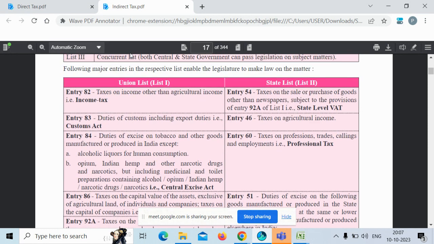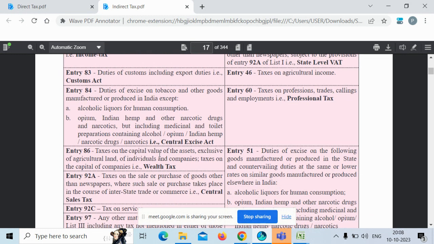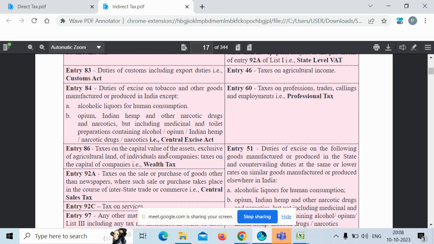So they have mentioned income tax, which is levied on all income other than agricultural income. Customs is levied on all the products, including export duty. They have covered that here under the Customs Act. Then entry 84 is related to excise. Duties of excise are levied on everything, so all products are covered and mentioned here. Entry 86, wealth tax. If you have gold, land, individuals, companies, it is levied here.